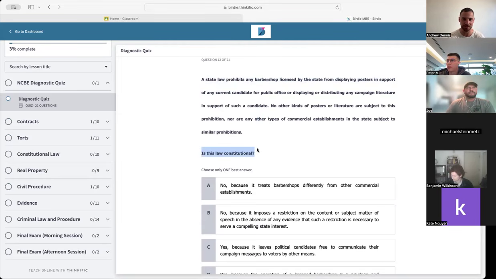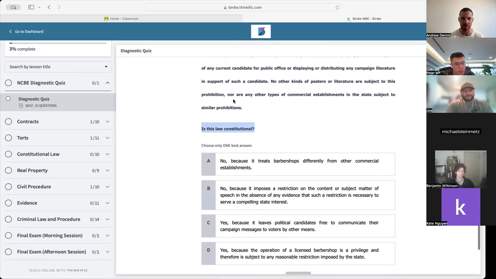So, is this law constitutional? A state law prohibits any barbershop licensed by the state from displaying posters in support of any current candidate for public office or displaying or distributing any campaign literature in support of such a candidate. No other kinds of posters or literature are subject to this prohibition, nor any other types of commercial establishments in the state subject to similar prohibitions. Is the law constitutional? No, because it treats barbershops differently from other commercial establishments. No, because it imposes a restriction on the content of subject matter of speech in the absence of any evidence that such a restriction is necessary to serve a compelling interest. Yes, because it leaves political candidates free to communicate their campaign messages to voters by other means. Or yes, because the operation of a licensed barbershop is a privilege and therefore is subject to any reasonable restriction imposed by the state.